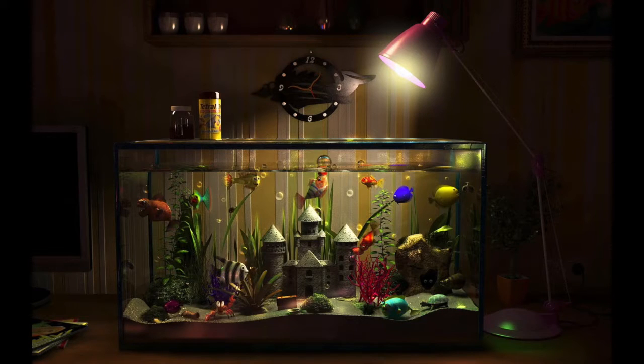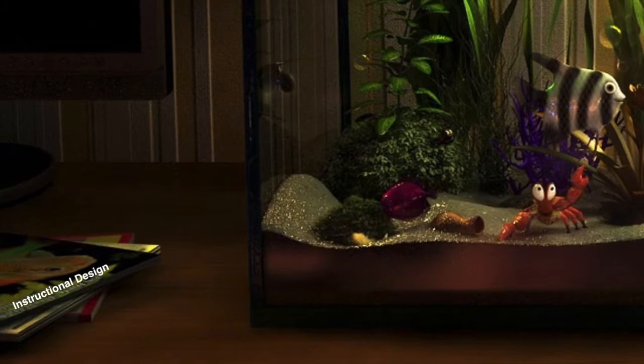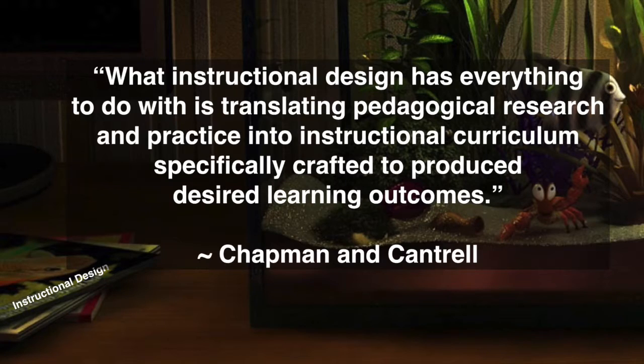As you'd consider a manual about where to begin outfitting your tank, so too educational technology first turns to instructional design, to see how best to begin the teaching-learning process. Chapman and Cantrell write, "What instructional design has everything to do with is translating pedagogical research and practice into instructional curriculum specifically crafted to produce desired learning outcomes."